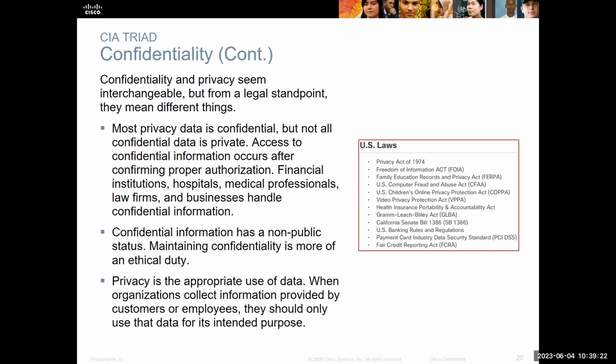Confidential information has a non-public status. Confidential means private; it's not public information, right? So maintaining confidentiality is more of an ethical duty, so it's definitely ethical to maintain that. Privacy is the appropriate use of data. When organizations collect information provided by customers or employees, they should only use that data for its intended purpose.